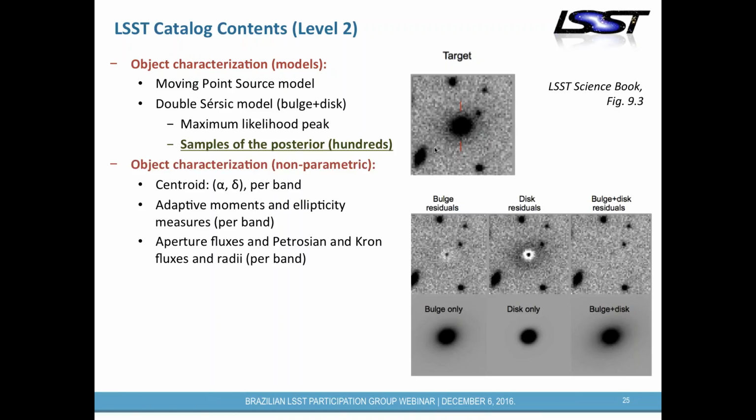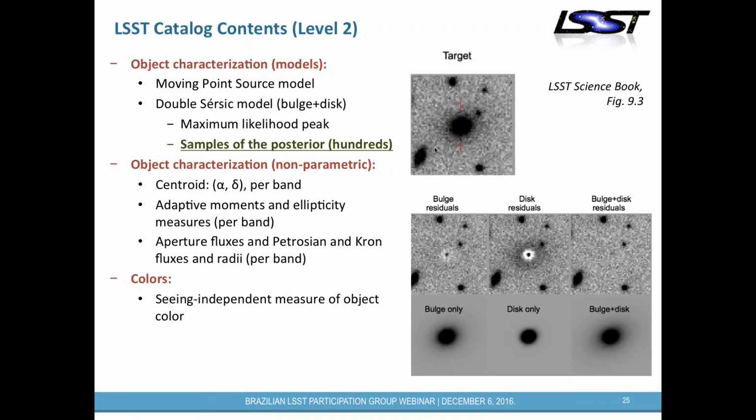Now we're also going to do non-parametric object characterization. We'll compute centroids, adaptive moments and ellipticity measures, aperture fluxes, Petrosian magnitudes, Kron fluxes, Kron radii. We're going to do all these per band, and they'll all end up as columns in the database.